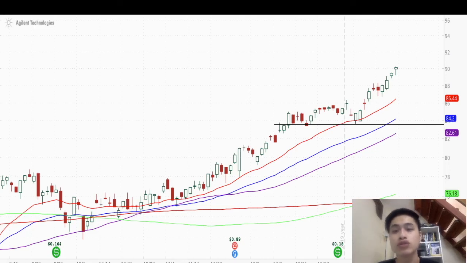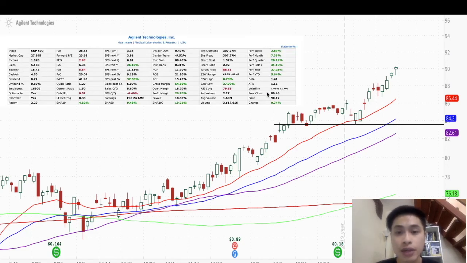So the next thing we want to do is to determine the ATR for this stock. So let's see the ATR. The ATR is over here, right? So the ATR is 1.18. So where do we want to set our stop loss? We want to set our stop loss at 1.18 below 84.2.